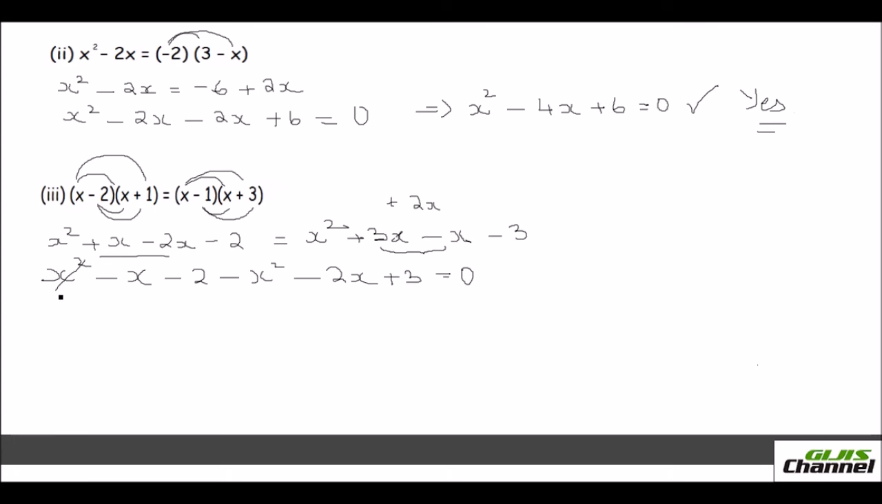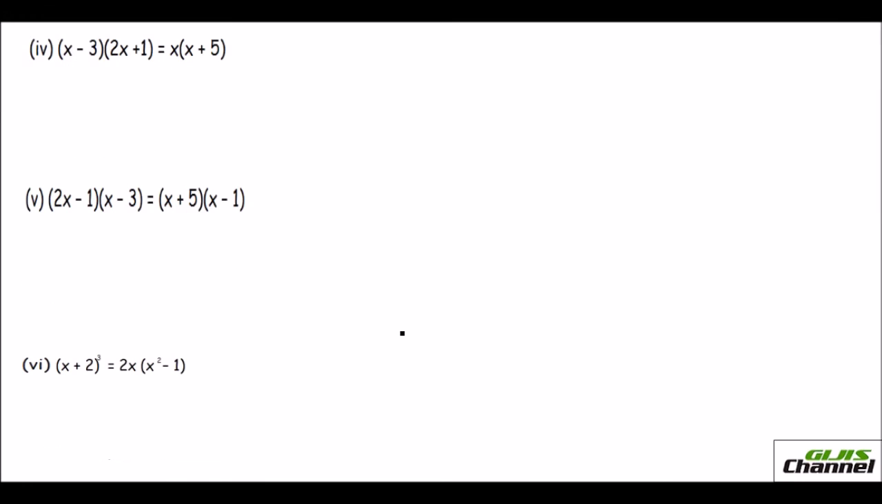Now what happens? You have x squared and minus x squared. That makes it 0. Then the like terms are minus x and minus 2x. That becomes minus 3x. And minus 2 and plus 3 will make it plus 1, equal to 0. The order of this equation is 1, right? This doesn't make a quadratic equation. No. This is a linear equation. They've just asked you whether it is quadratic or not. You can just stop with yes or no. Yeah, we'll go on to this.